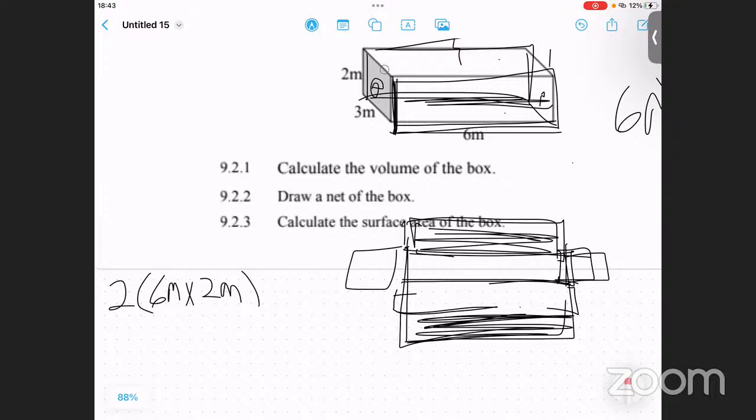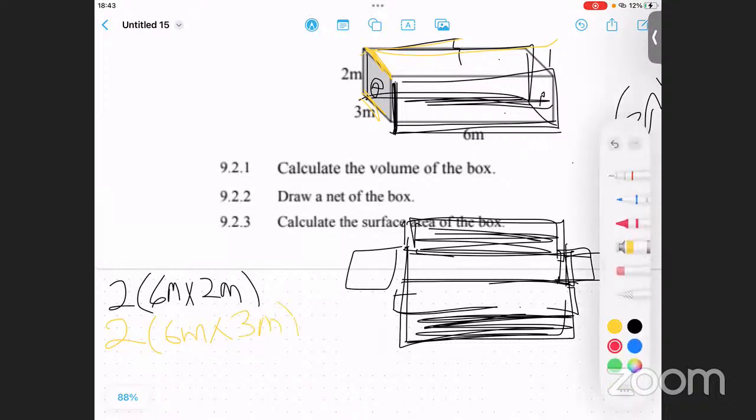We're going to have this one. We're going to calculate for, let me use a different color, this one. Remember, this 3 and this 3 are equal, ne? So we're going to calculate for this one with a 3 and a 6. So we're going to say 2 into 6 meters multiplied by what? By 3 meters. 3 meters, okay?